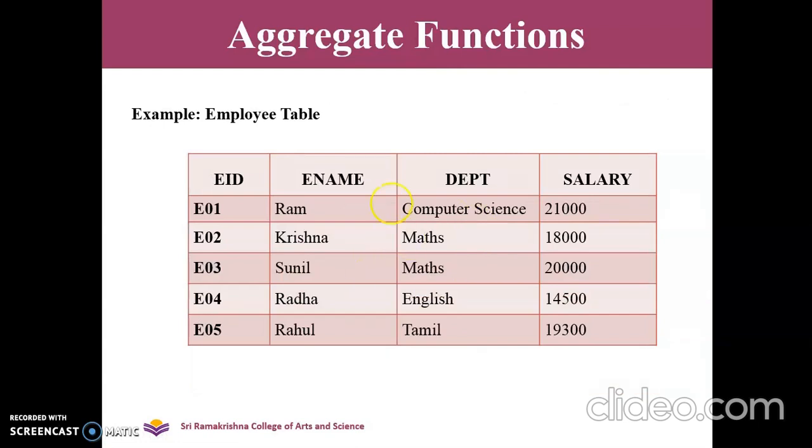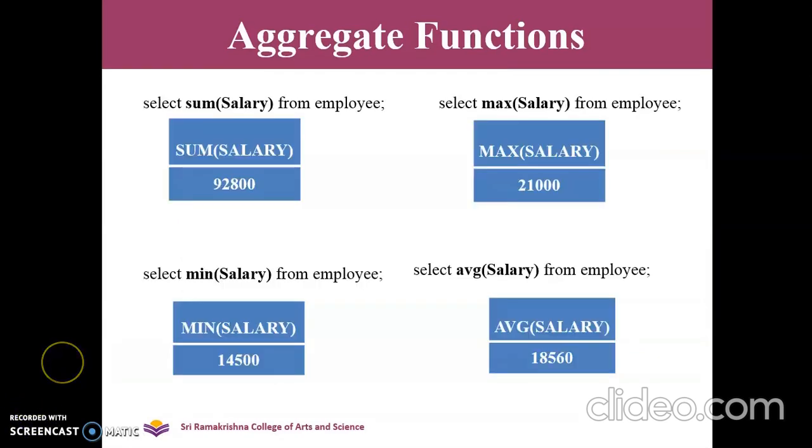And this is the employee table. I am utilizing this table for demonstrating these 5 aggregate functions. Here we have 4 fields: EID, ename, department, and salary, and there are 5 records. Okay, let's see what will be the output of these aggregate functions. And here is the output.